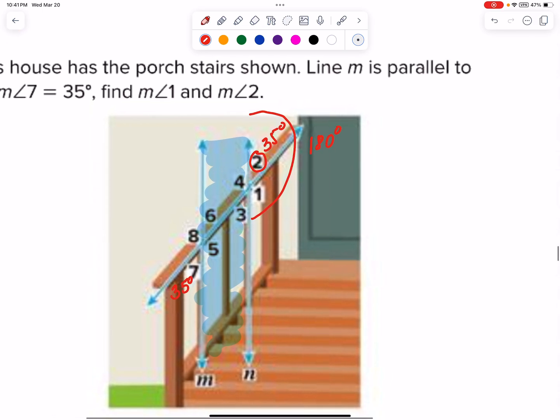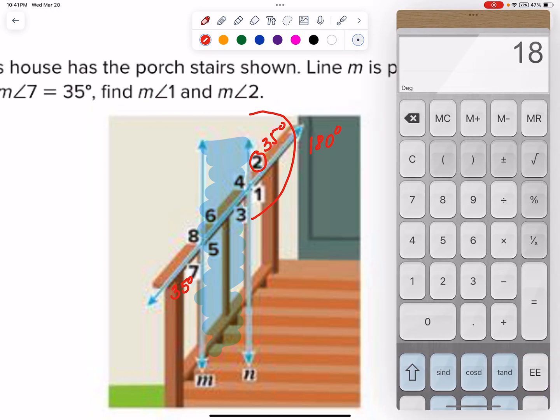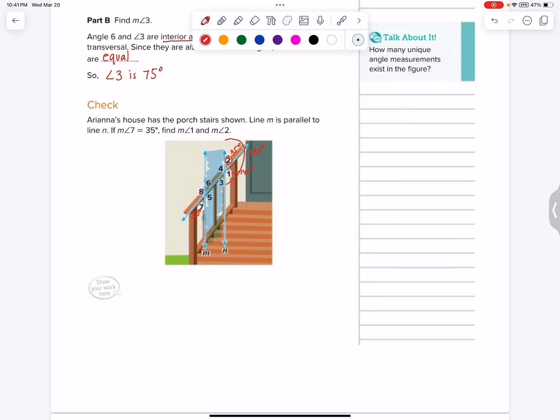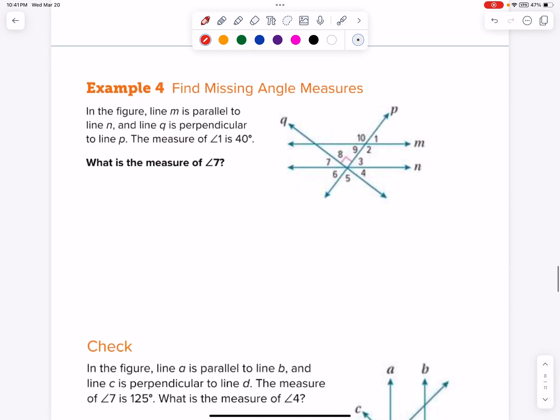And so all I have to do now is 180 minus 35, and we've got 145 degrees for angle 1. Okay, so hopefully you did well with that. There you go. All right, let's go ahead to example 4.